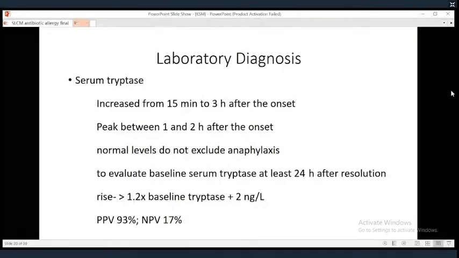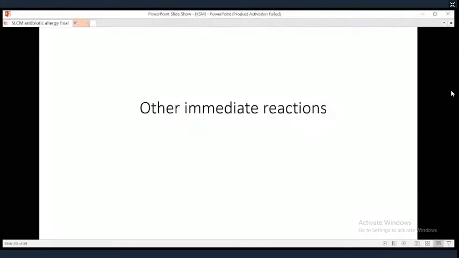Ideally, when this tryptase level rises, it should fall to the baseline within 24 hours. So you need to take a second sample 24 hours from the first sample and send it across for tryptase level measurement as well. In patients with mastocytosis, their tryptase levels remain elevated and even after 24 hours the levels will be the same. So to differentiate patients who have mastocytosis from a person who had anaphylaxis, you need to do this follow-up testing. A rise is considered when there is over 1.2 times baseline tryptase level plus 2 nanogram per liter elevation of the tryptase level. You can see the positive predictive value is quite high, whereas the negative predictive value is quite low. That means you can detect anaphylaxis confidently, but you cannot exclude anaphylaxis with a normal report confidently.